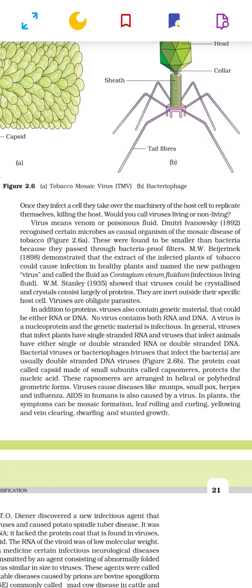Viruses cause diseases like mumps, smallpox, herpes, and influenza. AIDS is also caused in humans by a virus. In plants, the symptoms can be mosaic formation, leaf rolling and curling, yellowing and vein clearing, dwarfing, and stunted growth.